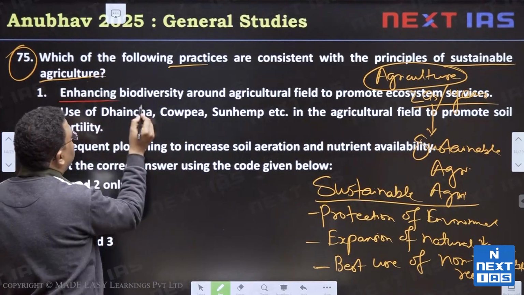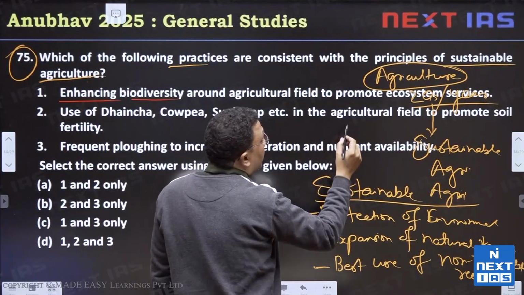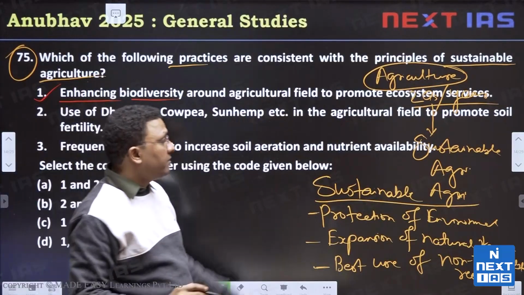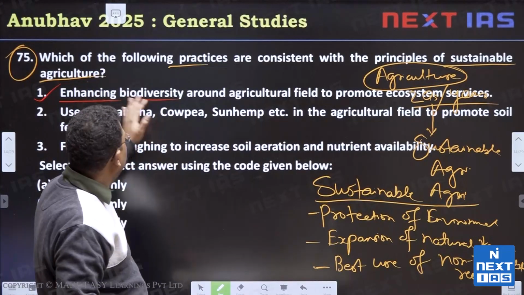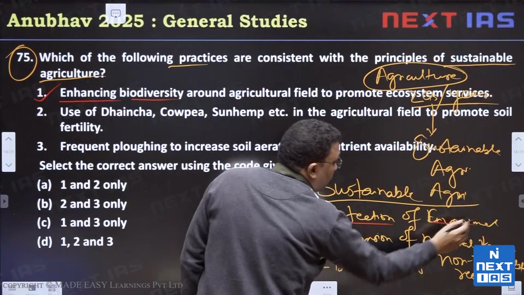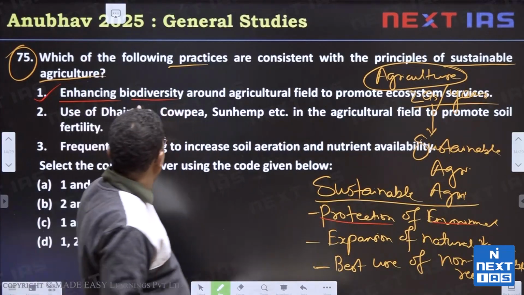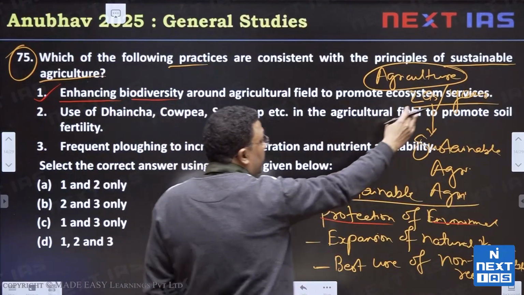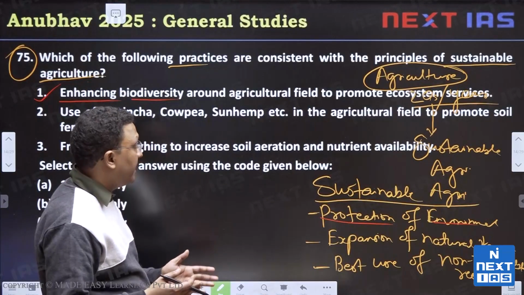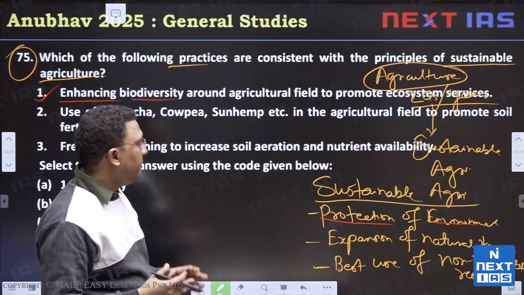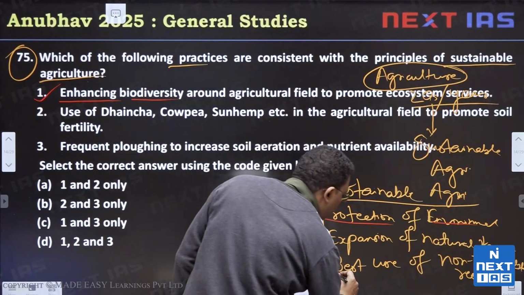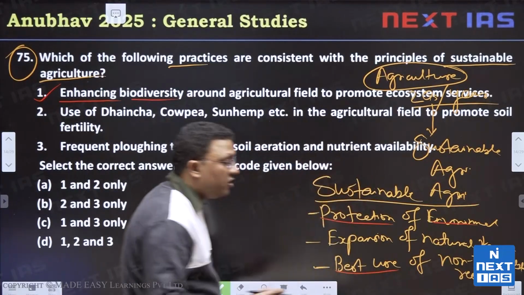So first is enhancing biodiversity around agricultural field to promote ecosystem services. This is correct. This will fall in line with the principle of sustainable agriculture. How? First of all, we are enhancing biodiversity around the agricultural field, so it will promote protection of environment. Also, because biodiversity is being enhanced, it will promote ecosystem services. If ecosystem services are getting promoted, the agricultural field will need lesser input from external side. So this will also promote this objective, best use of non-renewable resources.